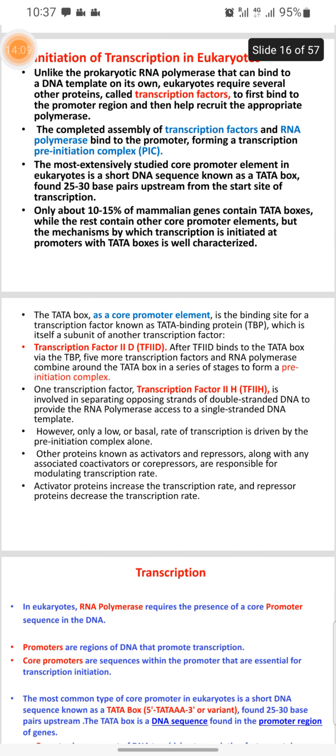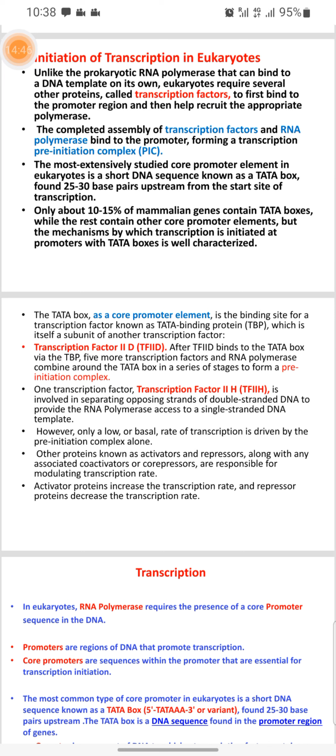Then how does transcription start? The TATA box lies 25 to 30 base pairs upstream of the genes. The TATA box is the core promoter element. It is the binding site for a transcription factor, the TATA box binding protein, which is itself a subunit of another factor, transcription factor II, that is TFIID.